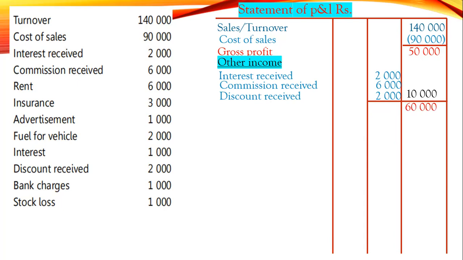Then we come to the expenses. Remember, my dear students, when we calculate the net profit through an equation, we can add all the expenses and write them together. Rent is 6,000, insurance 3,900, advertisement 110, fuel vehicle 12, interest 113, like that. You can add the total, right? But when we prepare a statement of P&L, we have to prepare it in a proper way.